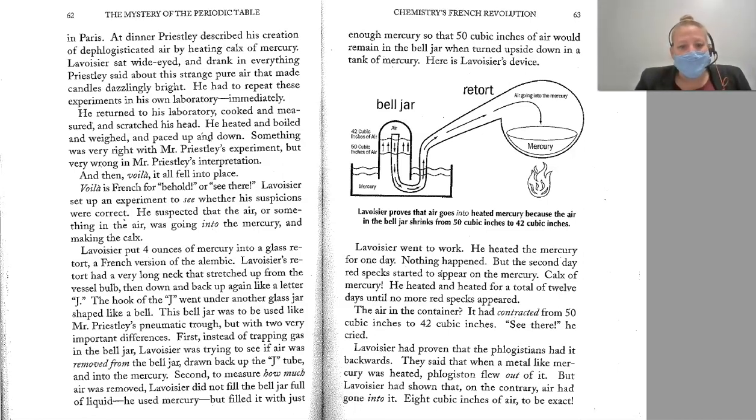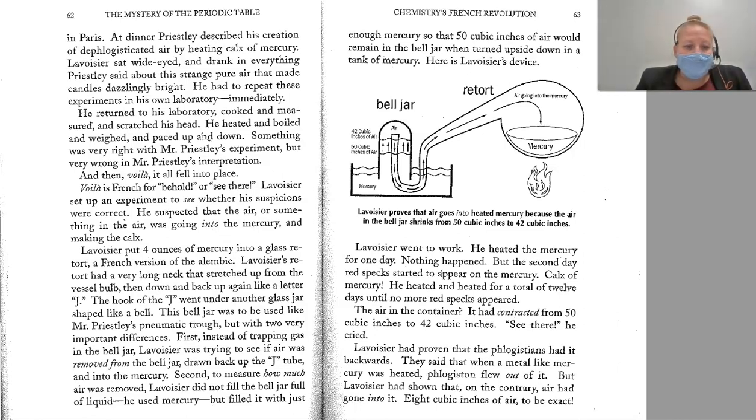Lavoisier put 4 ounces of mercury into a glass retort, a French version of the alembic. Lavoisier's retort had a very long neck and stretched up from the vessel bulb, then down and back up again like a letter J. The hook on the J went under another glass jar shaped like a bell. This bell jar was then to be used like Mr. Priestley's pneumatic trough, but with 2 very important differences.